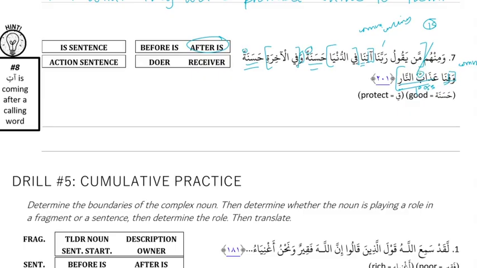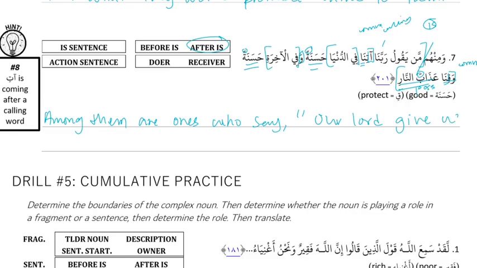Translation. Minhum. From them or amongst them. Okay. Are. Right, that's where the break goes. So is. Are, in this case. Man yaqulu. Ones who say. Right, ones who say are those who say. And then what do they say? There's the start of the quote. Rabbana. Our Lord. And then it's from atayuti, so it's to give. Right. So give us. It's a command. Give us. And then receiver. Good.